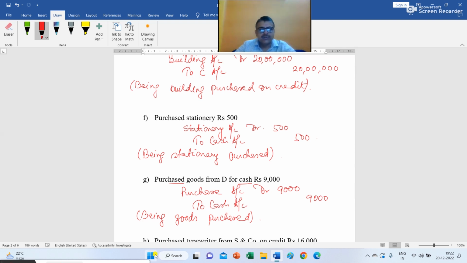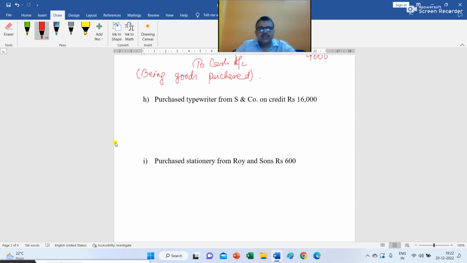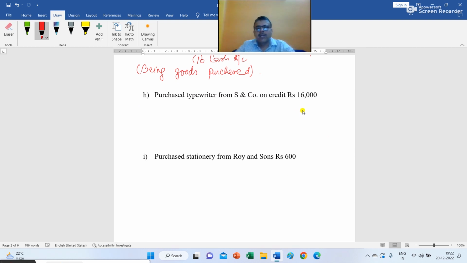Next transaction is purchase typewriter from S and Company on credit. Now there was a purchase of typewriter, that is, an asset is being purchased. So when you are purchasing an asset, asset will be debited. So what is the nature of the asset? That is the typewriter. And this transaction is on credit and no cash outflow is there for the purchase of this typewriter. Typewriter account debit to S and Company account.